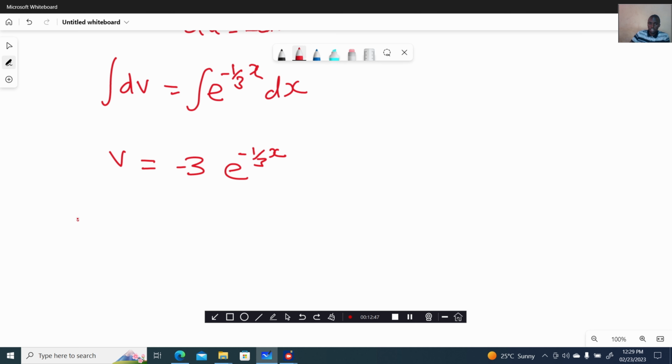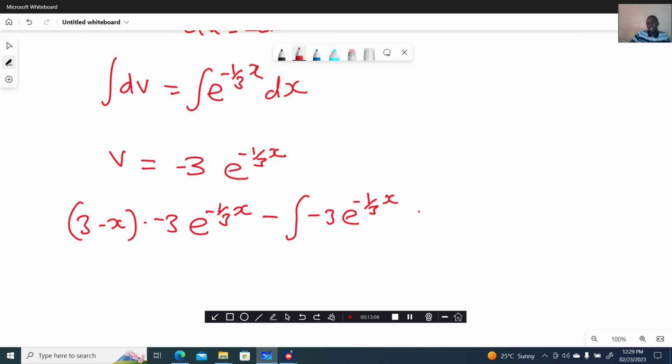So our u is 3 minus x, then our v is negative 3 e to the power of negative 1 over 3x, minus the integration of our v, which is negative 3 e to the power of negative 1 over 3x, then du, in this case our du will be negative dx.